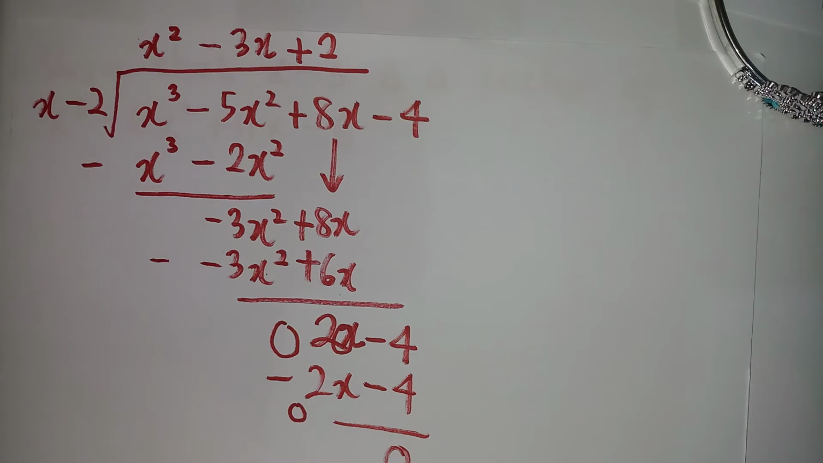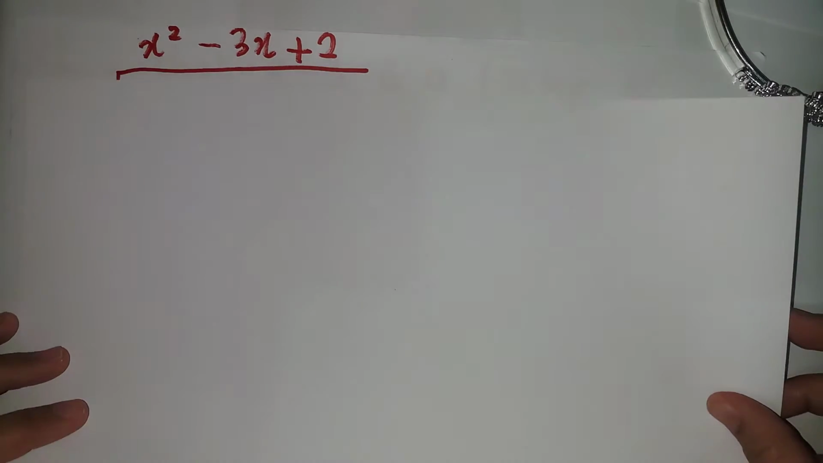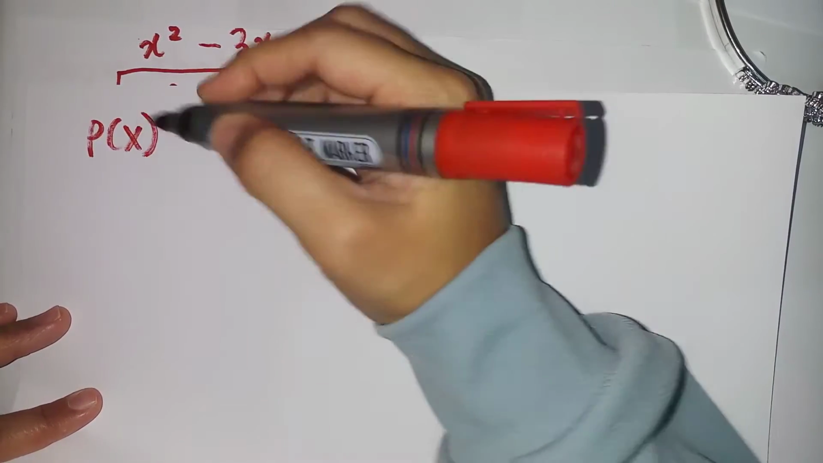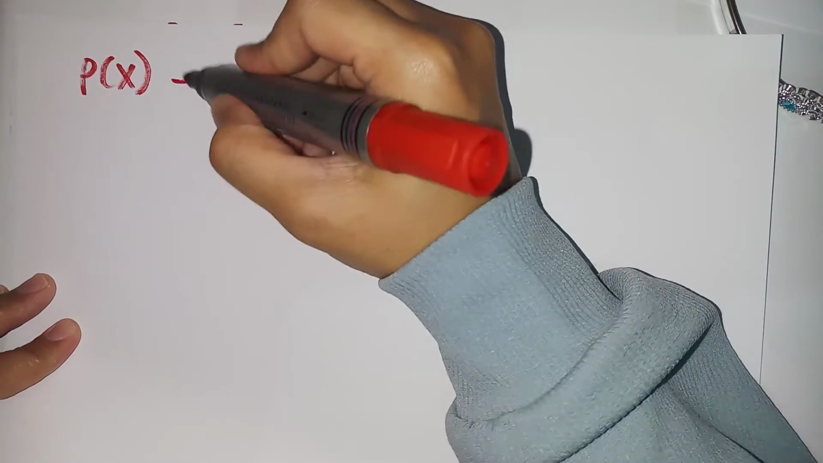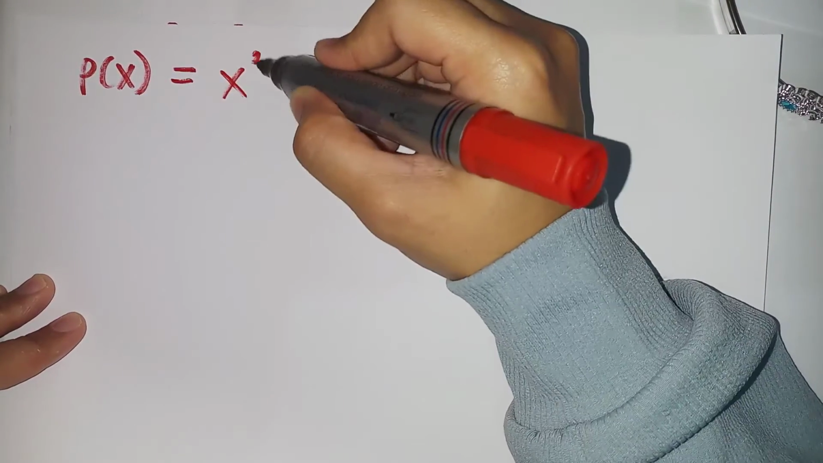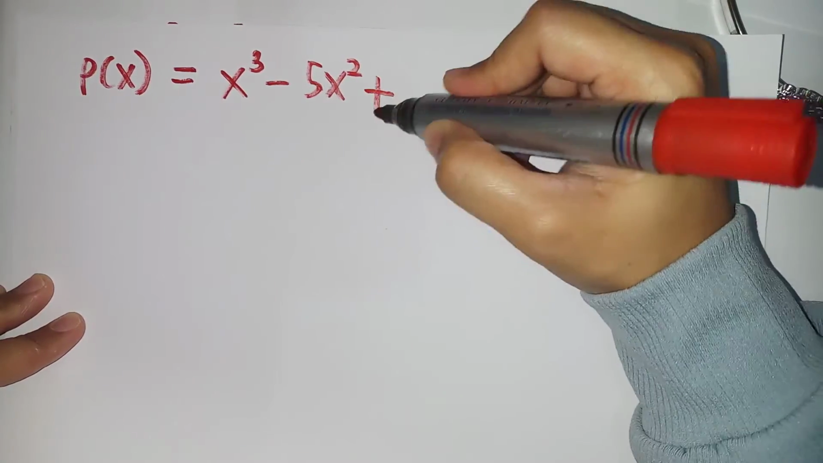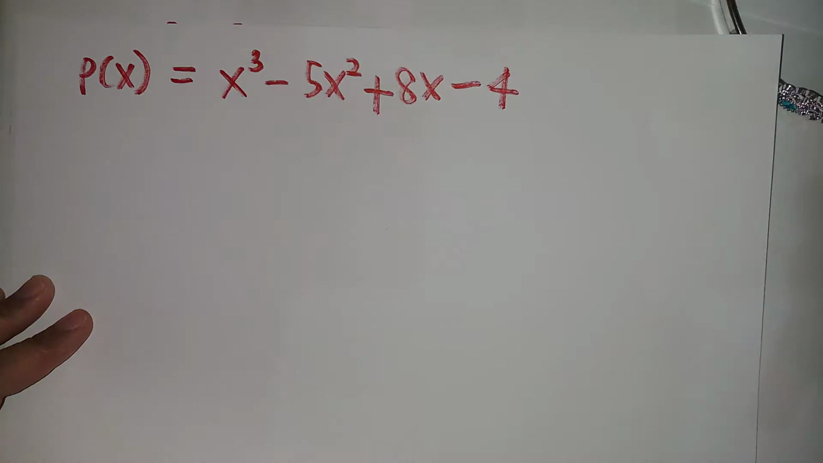Is by using the factor theorem. So what you need to do if you want to use the factor theorem is you just need to substitute into the equation. We know that P(x), this is from the question, is equal to x cubed minus 5x squared plus 8x minus 4. We need to show that x minus 2 is a factor.